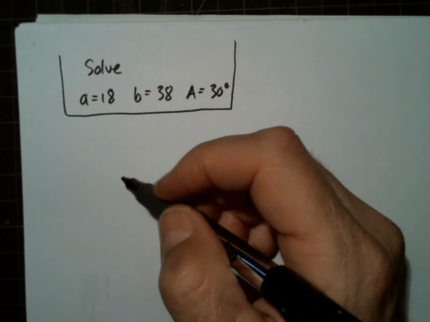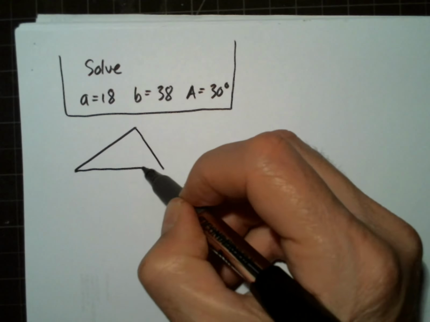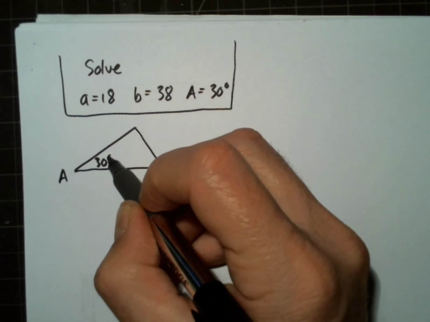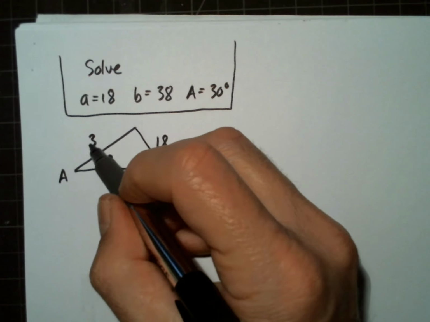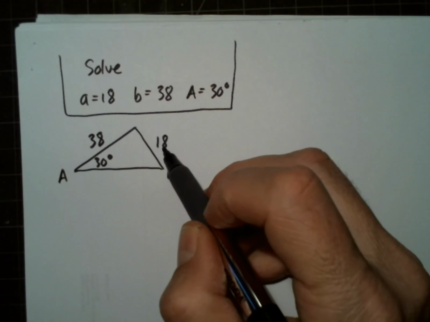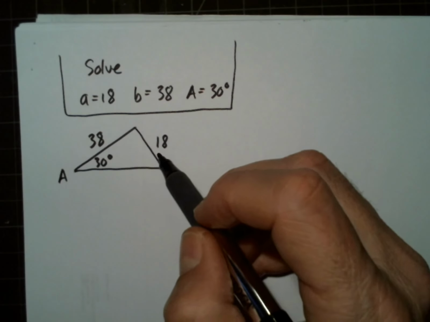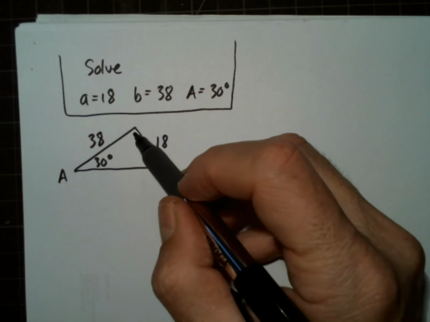So now we have to draw and check some of the possibilities. And the 18 is less than 38. So there might be two solutions because the 18 could swing in like this, but we do have to see what the height is.